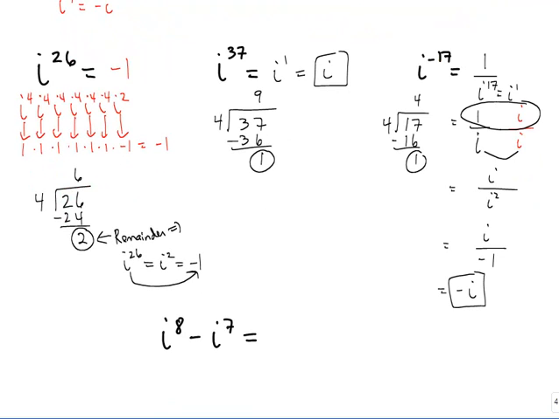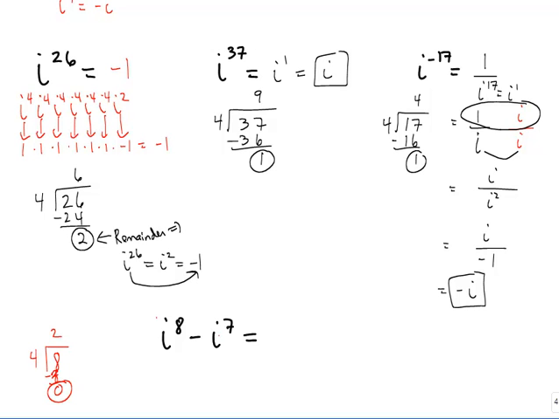Okay, we're going to do one last example. We want to figure out what i to the 8th minus i to the 7th is. So let's figure out what each of these two powers of i turn into. So let's start with i to the 8th. I'm going to take 8, divide it by 4. 4 times 2 is 8, and so the remainder is 0.